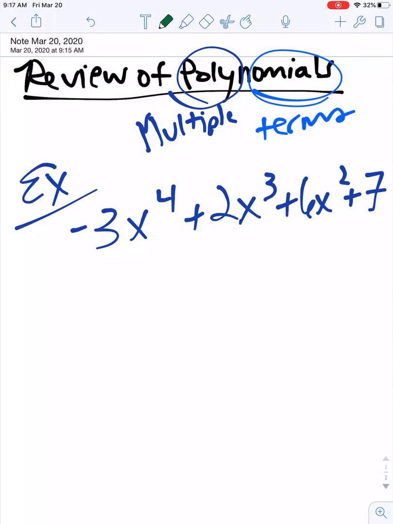Now, polynomials are pretty cool because you can do lots of things with them. You can add them, subtract them, multiply them, and divide them.